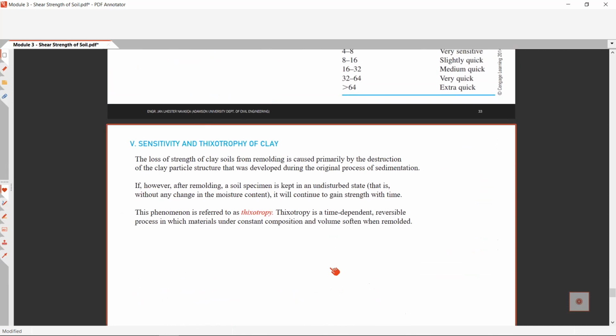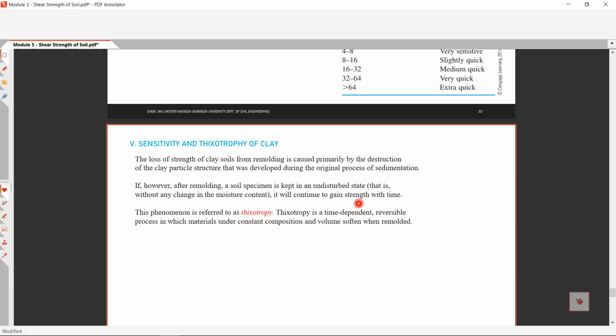Okay, then the loss of strength of clay soils from remolding is caused primarily by the destruction of the clay particle structure that was developed during the original process of sedimentation, or maybe due to construction. If, however, after remolding a soil specimen it is kept in an undisturbed state for a long period of time without changing the moisture content, babalik po yung lakas niya and it will gain strength with respect to time. So yung pagbalik ng strength ng ating soil or ating clay ay tinatawag na thixotropy.